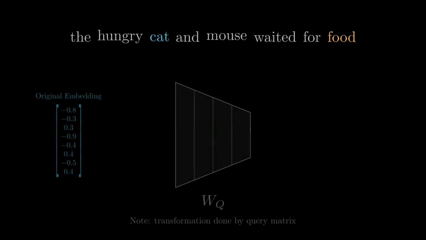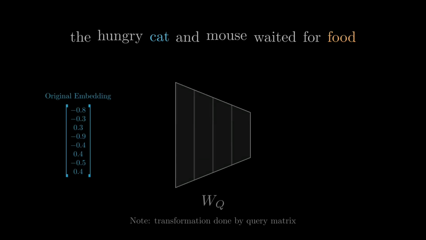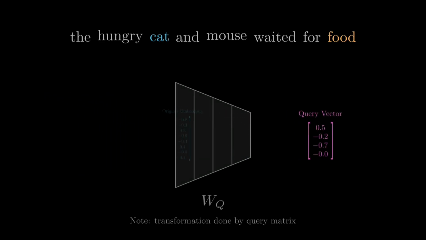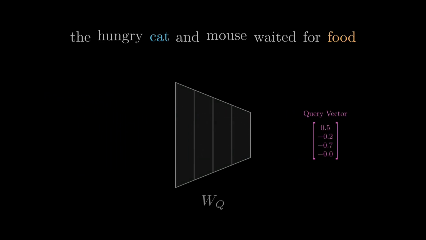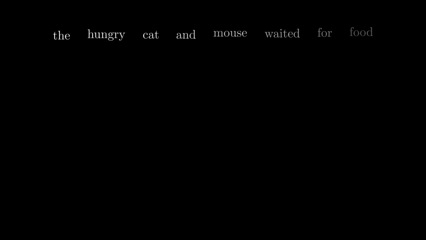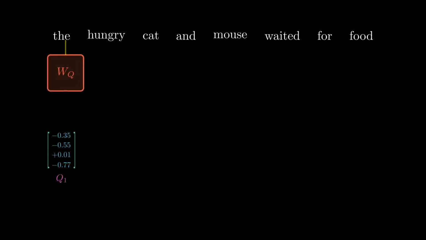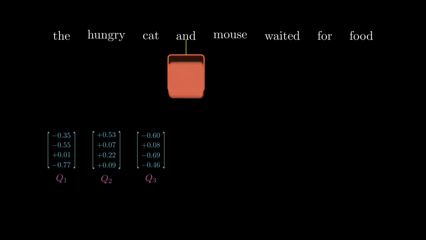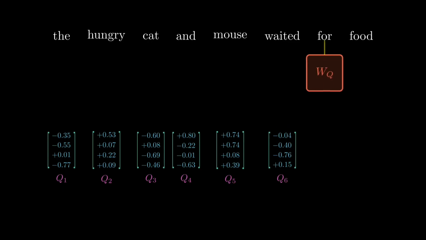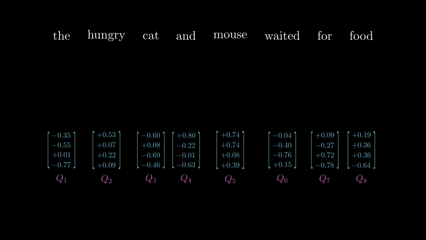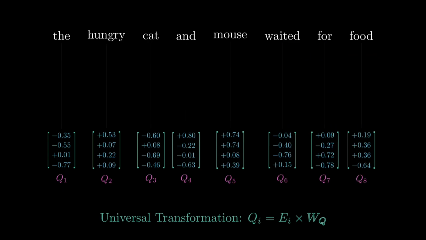The query vector takes the original embedding and transforms it into a smaller space that represents the kind of question that word asks. But we want every word to ask its own question and look for relevance in the others. That's why we apply the same query weight matrix to every word in the sentence, giving each one its own query vector.